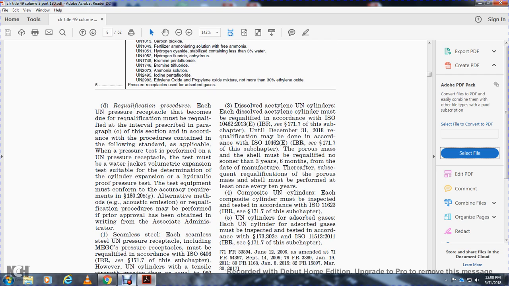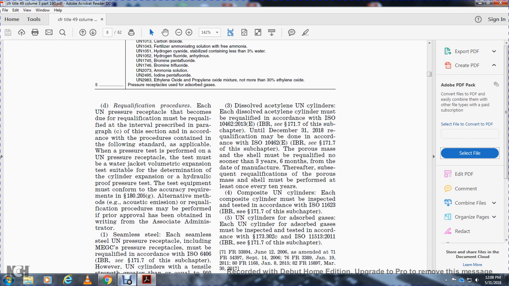Dissolved acetylene UN cylinders. Dissolved acetylene cylinders must be requalified in accordance with ISO 10462:2013 until December 13, 2018. Requalification may be done in accordance with section ISO 10462. The porous mass of the shell must be requalified no sooner than 3 years, 6 months from the date of manufacture. Thereafter, the subsequent requalification of the porous mass shell must be performed at least once every 10 years.